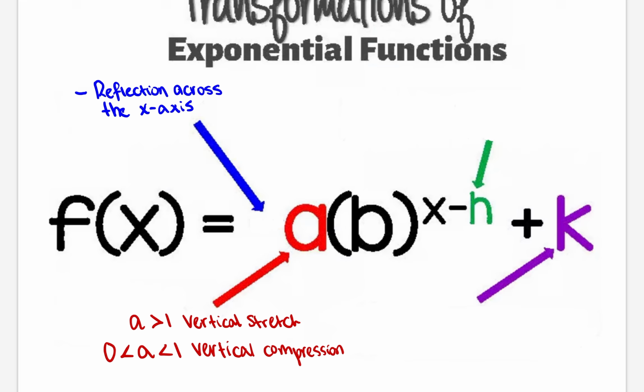And for the following term, for the b, this is your base. Then if your h value is a plus h, it's going to go to the left. If you have a negative h, it's going to go to the right. For the k value, if you have a positive k, it's going to go up. If you have a negative k, it's going to go down.